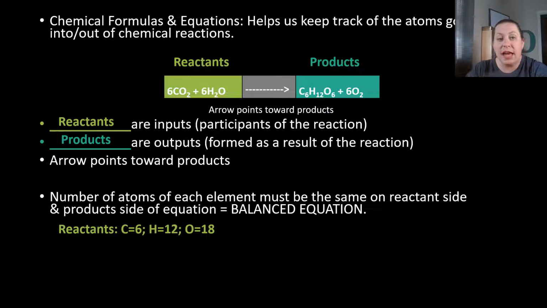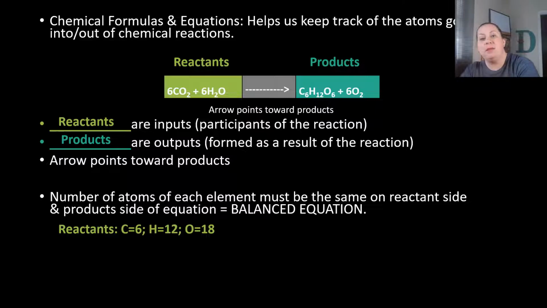So on the reactant side, I have 6 carbon. Hydrogen, I have 6 in front of the H, but there's also a 2. So what is 6 times 2? That's 12. 12 hydrogen. Oxygen, on the other hand, we see that there are 6 times 2, which is 12, plus 6 more, which gives you 18. So on the reactant side, I have 6 carbon, 12 hydrogen, and 18 oxygen.